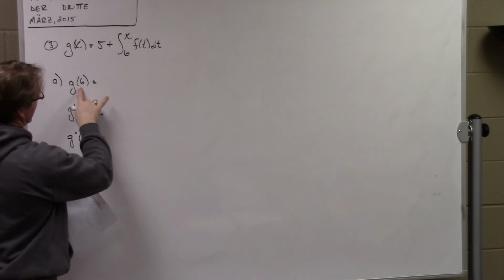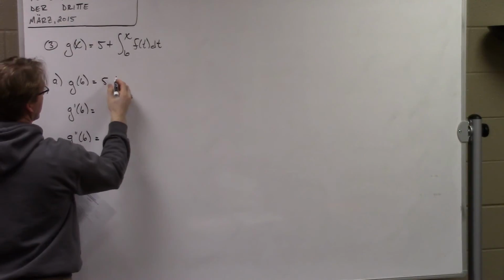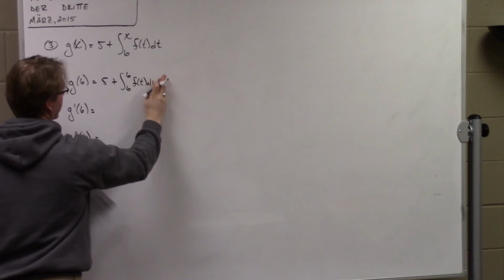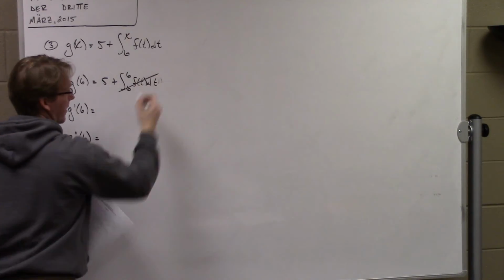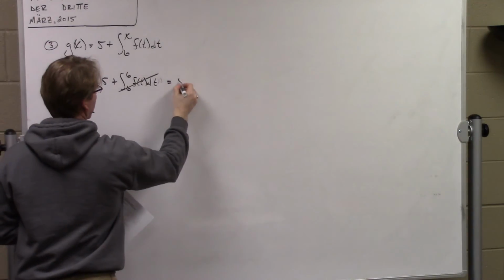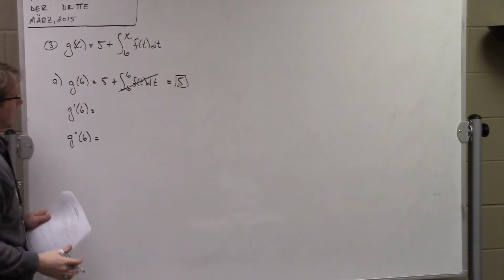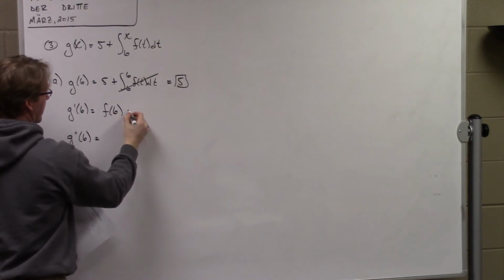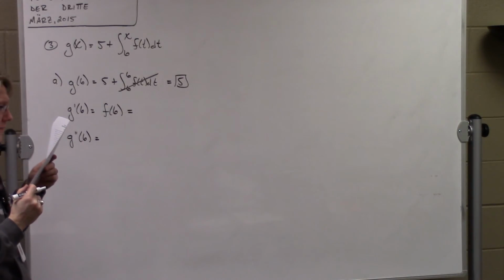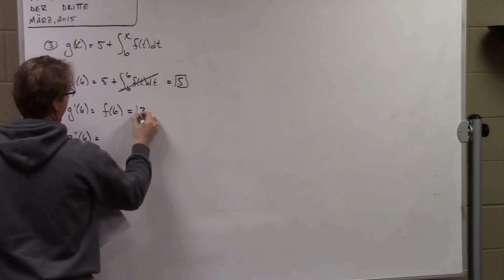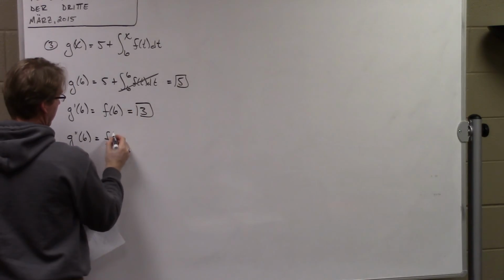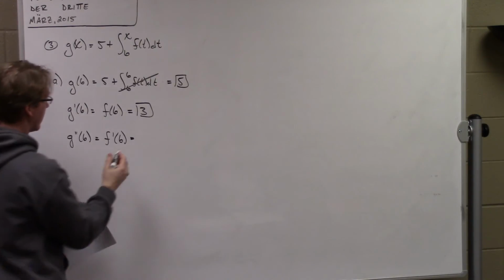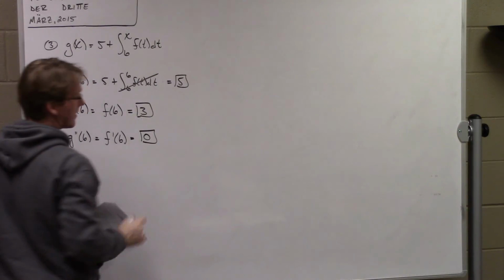Okay, this one's easy. G of 6 means plug 6 into this function, which means you're going to have 5 plus the integral from 6 to 6 of f of t. I couldn't care less what f of t is, because when you go from 6 to 6, that area is 0, so the answer is 5. Okay? G prime of 6 is the same thing as f of 6. This is a fundamental theorem question. I'm going to look at my picture, and f of 6 is up there at 3. G double prime of 6 is the same thing as f prime of 6, so I'm going to look at the slope at 6, which happens to be flat lined right there, so the slope is going to be 0. That was a quick and easy thank you for my 3 points.